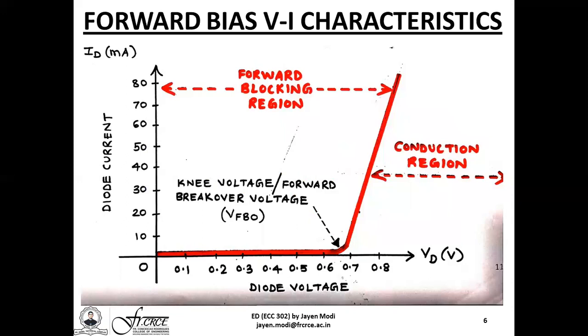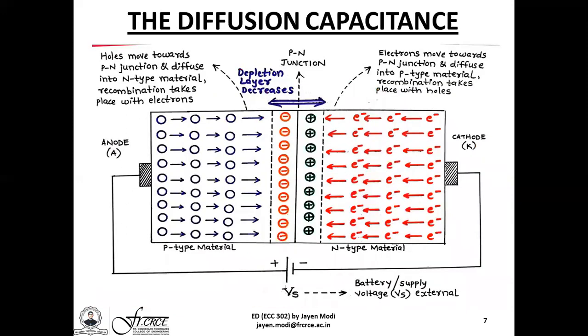The forward bias mode of operation also gives rise to a phenomenon called the diffusion capacitance. This is because as holes and electrons diffuse across the PN junction, they start to accumulate on the opposite ends near the PN junction around the entire depletion layer. This is how we are able to get the diffusion capacitance.